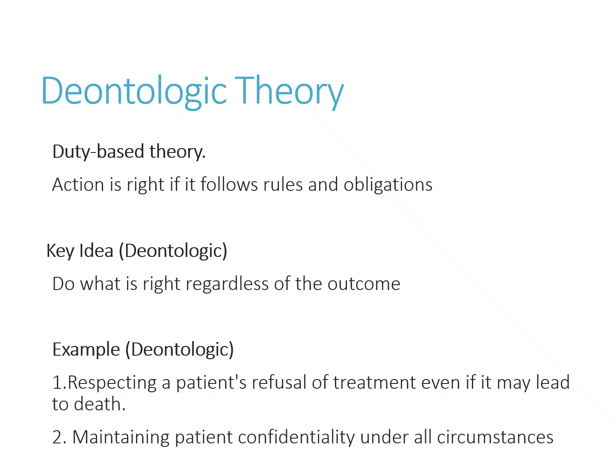An example is respecting a patient's refusal of treatment even if it may lead to death, because you are respecting the patient's autonomy. The patient refuses a blood transfusion, you respect that even though the outcome is death. You are following rules and obligations that respect the patient's autonomy. Then we have maintaining patient confidentiality under all circumstances, where you are supposed to keep patient information private. You are not supposed to release it to anyone outside the facility, despite the consequences at hand.